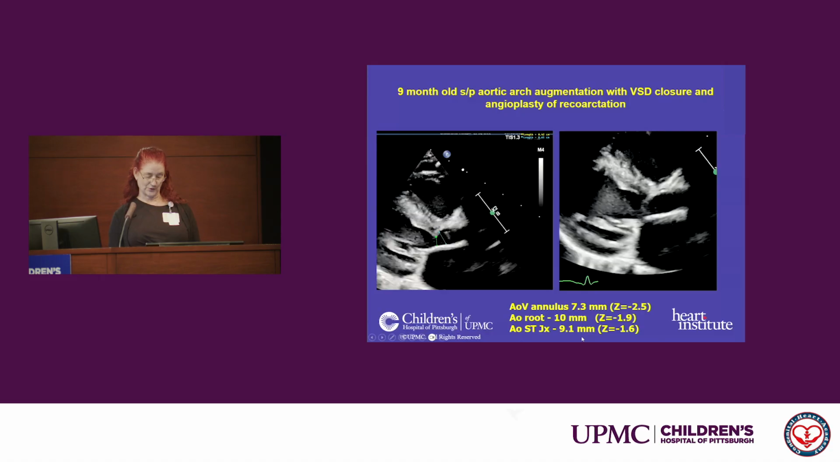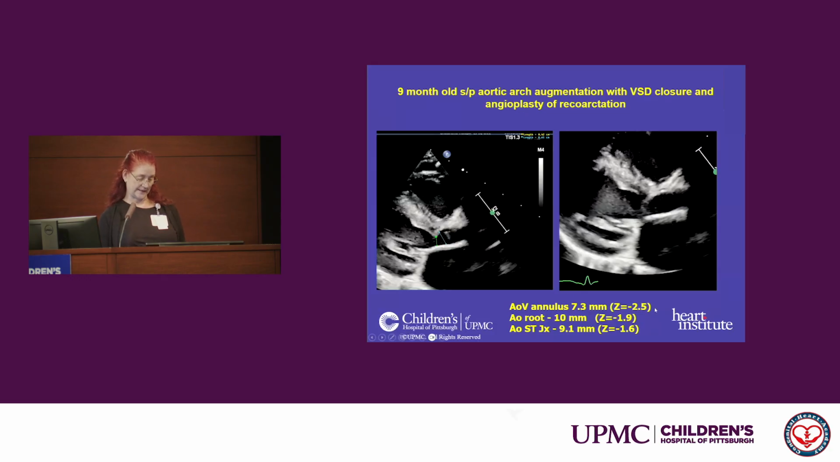And we did our Z-scores again. What was interesting to me about this child is the aortic valve grew a little bit, but it never had catch-up growth. The Z here was still minus 2.5. So hypoplastic, and this was a child who had recoarctation, so had high pressure in the LV. If anything, you would think that would make it grow.